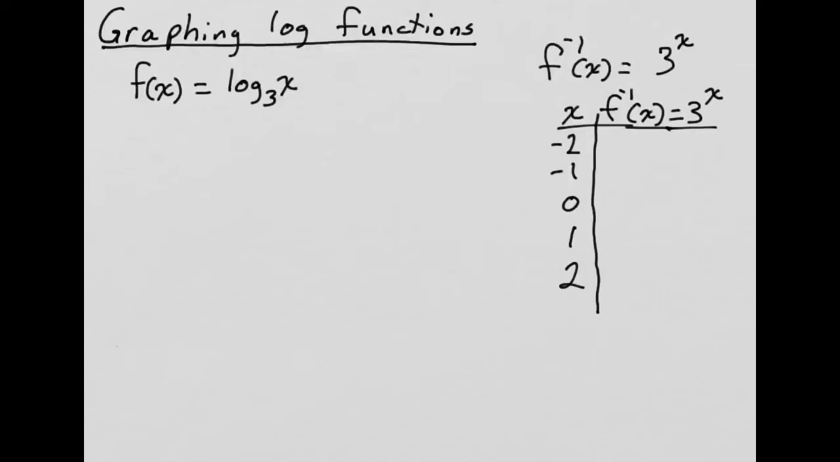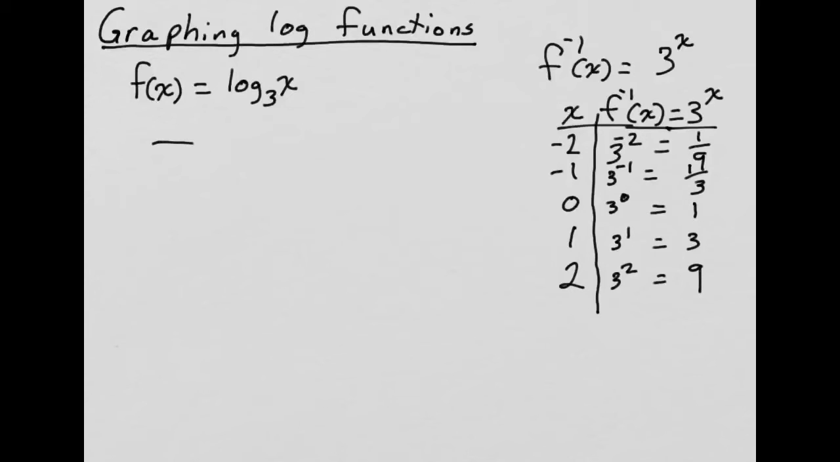So I'm going to first find f inverse of -2. So that's going to be 3 to the -2, which is equal to 1/9. Remember the negative sign puts it in the denominator. 3 to the -1 is going to give us 1/3. 3 to the 0 will just be 1. 3 to the first will give us 3, and 3 squared will give us 9.